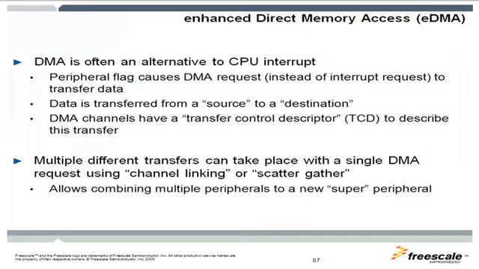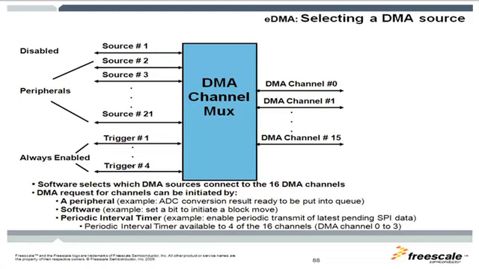Okay, so I kind of talked about it's an alternative to a CPU interrupt. And we can use channel linking or scatter gather to have multiple peripherals, for example, to be reconfigured to what I call a super peripheral. But first, we've got 16 channels that you'll see on the right here, and these channels are going to need to be multiplexed to various sources. And some can be always triggered. I'll talk about that in a minute.